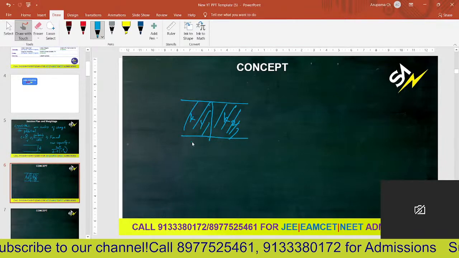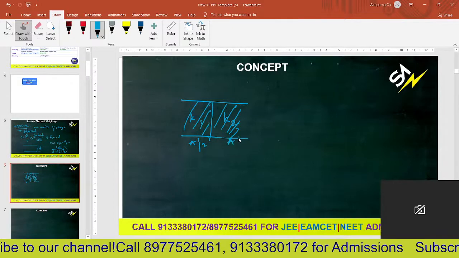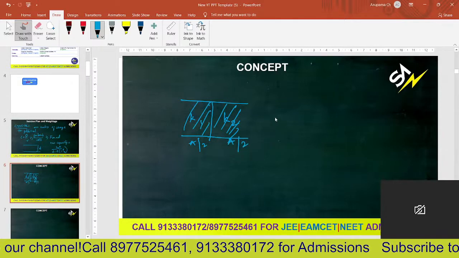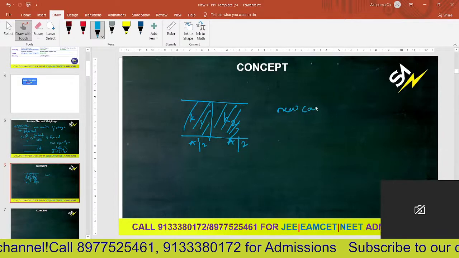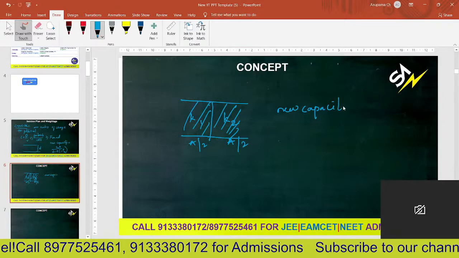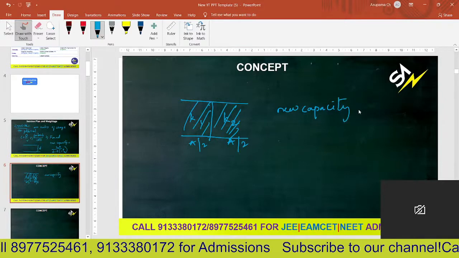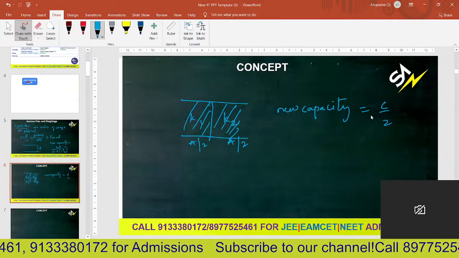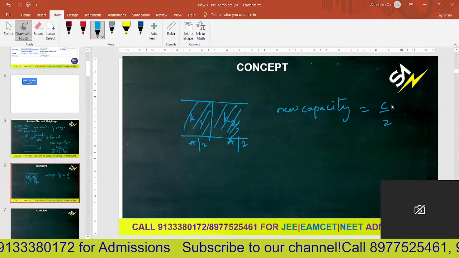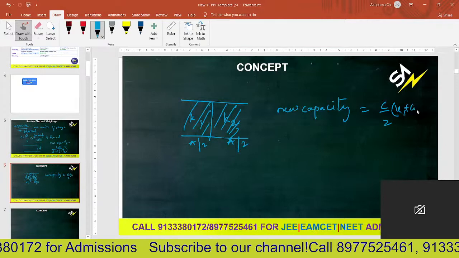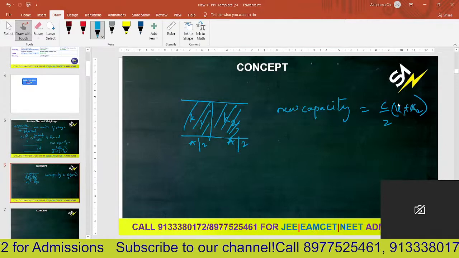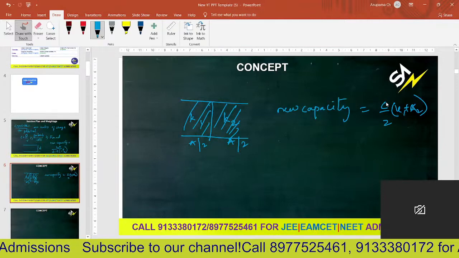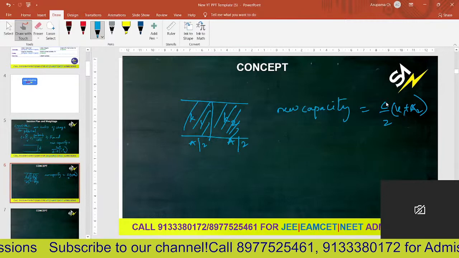As I told you, let us suppose this is A by 2 and this is also A by 2. Then the new capacity in this case is given by C by 2 into K1 plus K2, where C is the original capacity. This is how the capacitance changes.